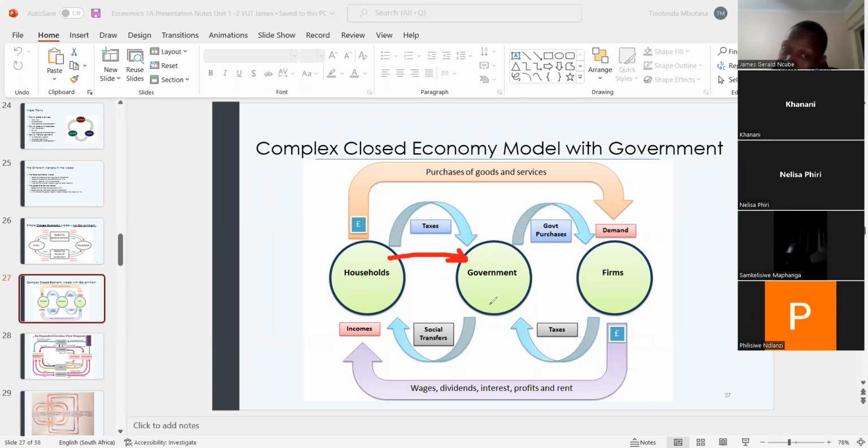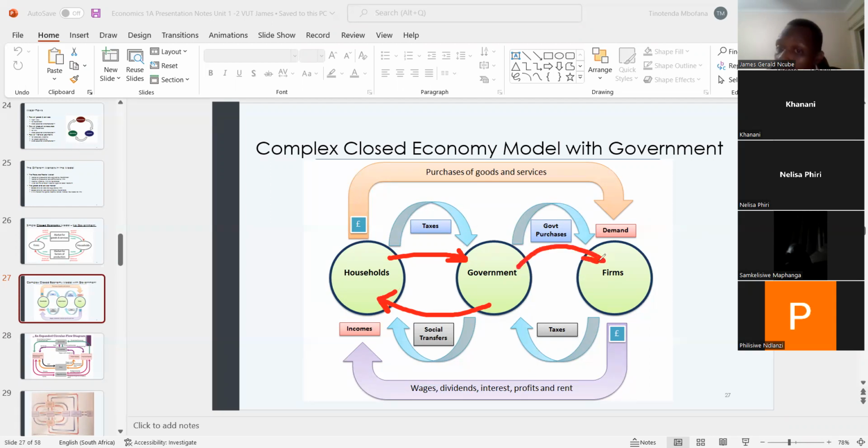But the government also pays grants to the households. Those that don't have money get some money from the government: unemployment benefits, elder grants, whatever it is. So that's again money coming back into the economy. An injection is money coming into the circular flow, whereas a leakage is money going out of the circular flow.